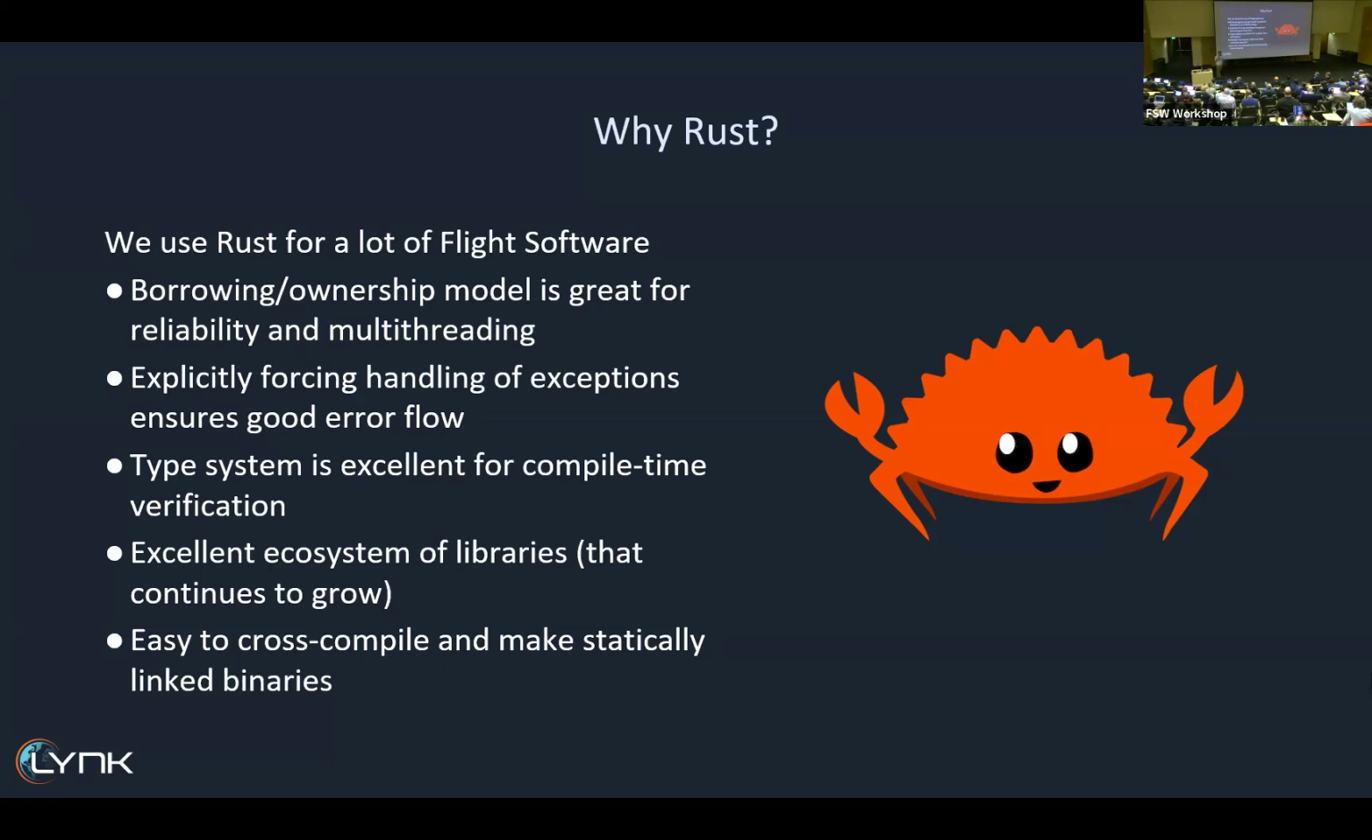And then finally, it's really easy to cross-compile your Rust code, which is really awesome. Typically cross-compilation is just a horrible part of your process, and this makes it really easy. It also statically links our binaries. So when we're actually deploying the Rust code, we don't have to really worry about all the dependency management. It's just one file that goes in the spacecraft, and we know that it's just going to work.